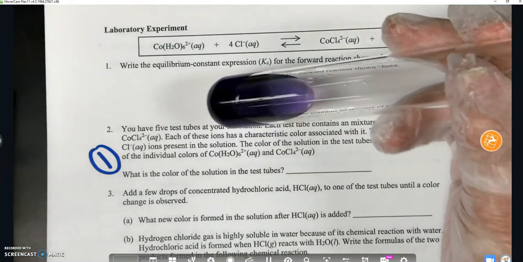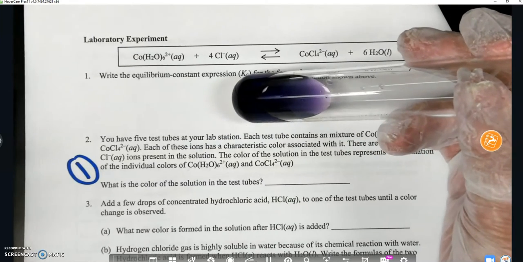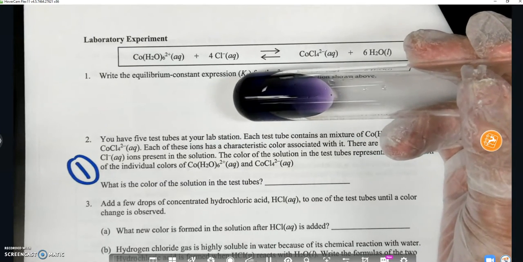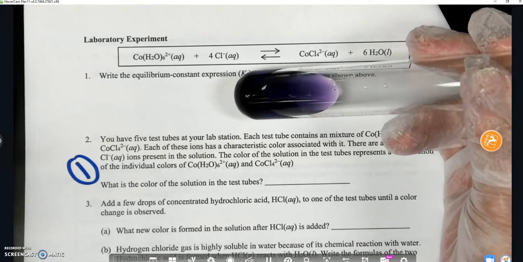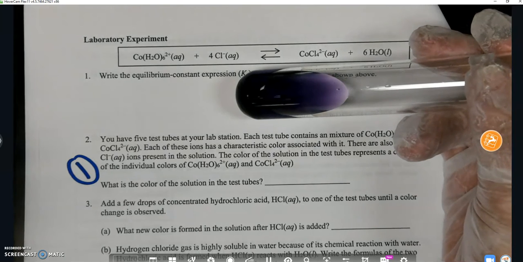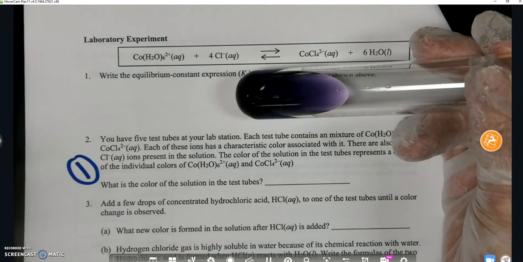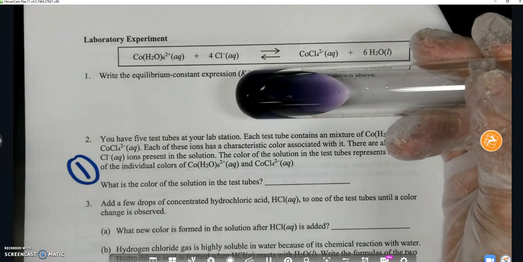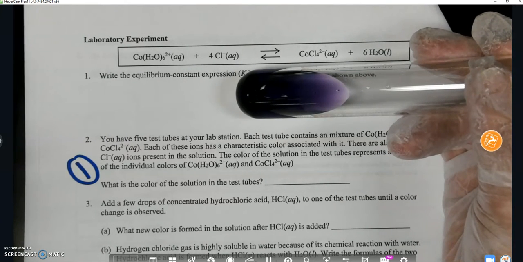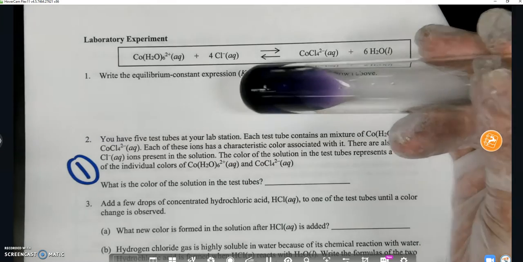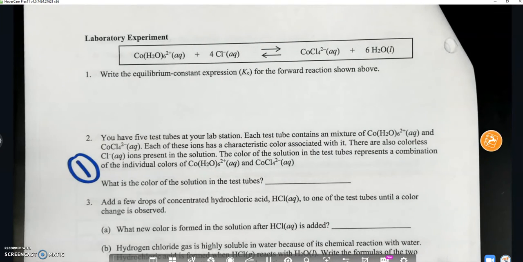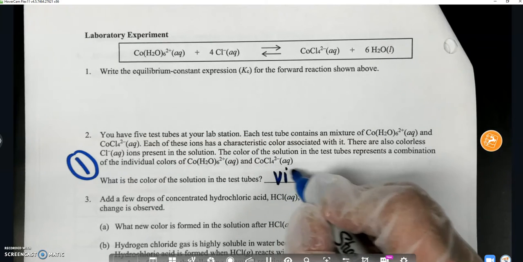Now what I did is I made this cobalt solution. Remember I just said one side is going to be blue and one side is going to be pink. I kind of made the solution right in the middle. This is violet. So basically I'm sitting in the middle, and as I perturb the equilibrium, we're going to see it go to either the blue side or the pink side. So for your first answer, it says, what is the color of the solution in the test tubes?